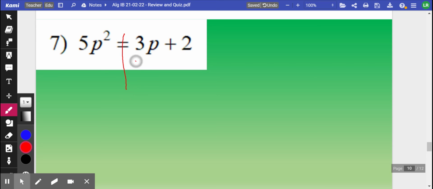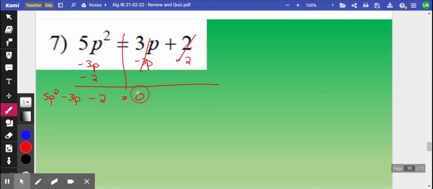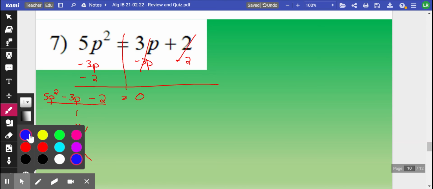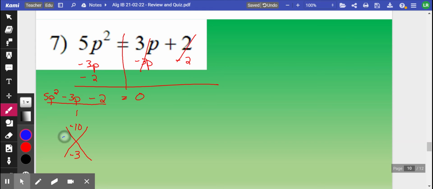Oh, need to make it say equals 0, so minus 3p on both sides, minus 2 on both sides. Put it in the correct order, so 5p squared minus 3p minus 2 equals 0. For something to divide out, and this one's 1, it's done. 5 times negative 2 is negative 10, adds up to be negative 3. I'm looking for my magic numbers. For this one, it's going to be positive 2 and negative 5.